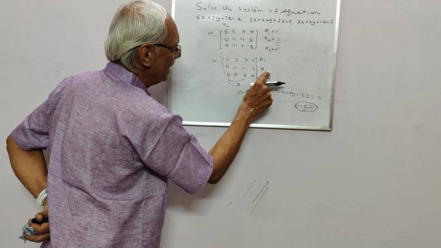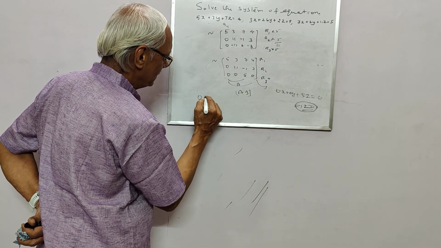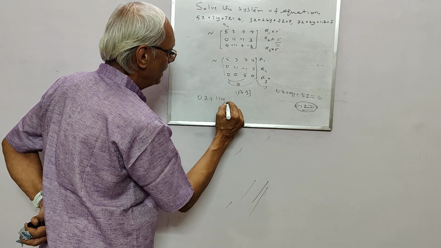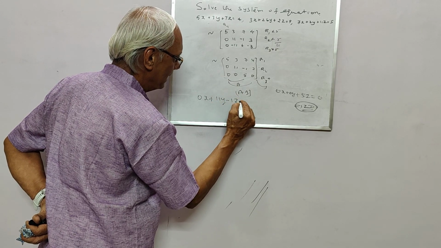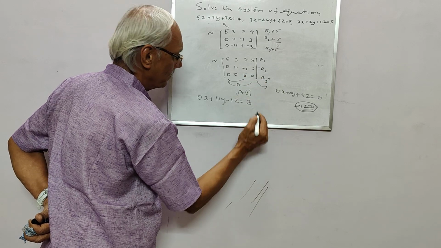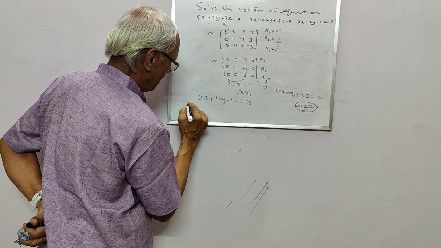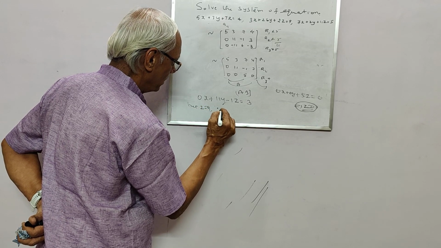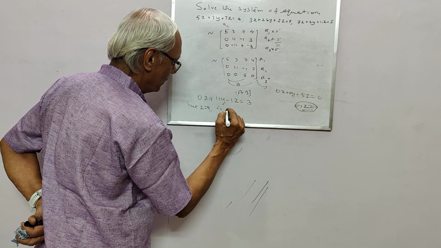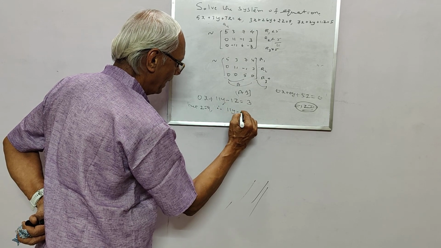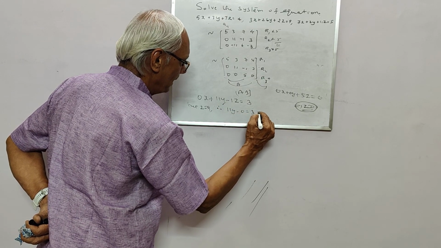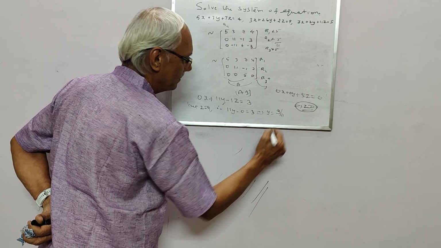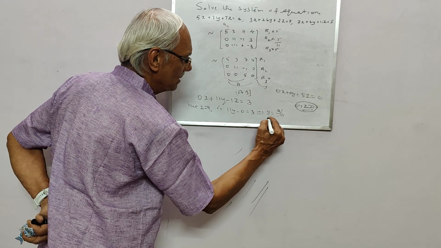Then come to the second row. What is the second row? 0x plus 11y minus 1z is equal to 3. But z is equal to 0. Therefore 0x is 0, and 11y minus 0 is equal to 3, which implies y is equal to 3 by 11. So I am getting the solution.